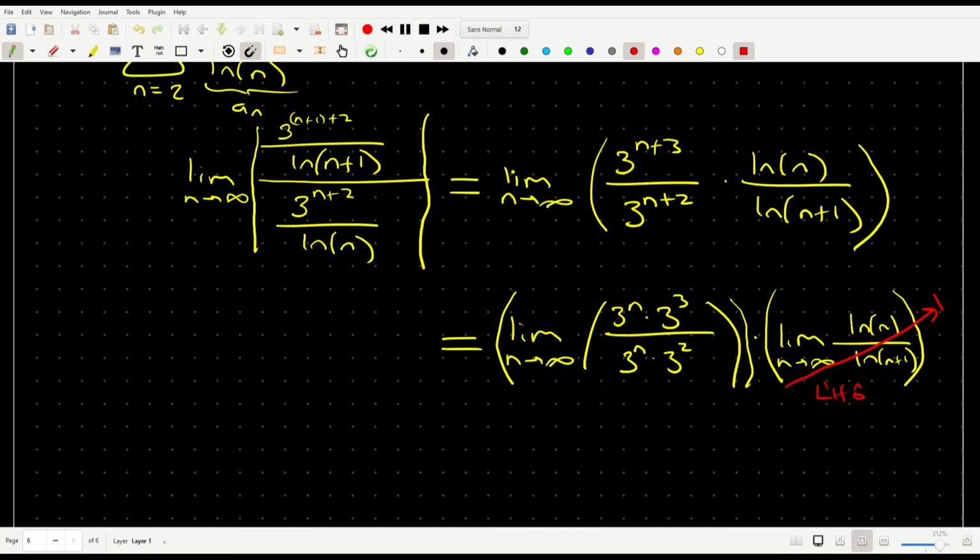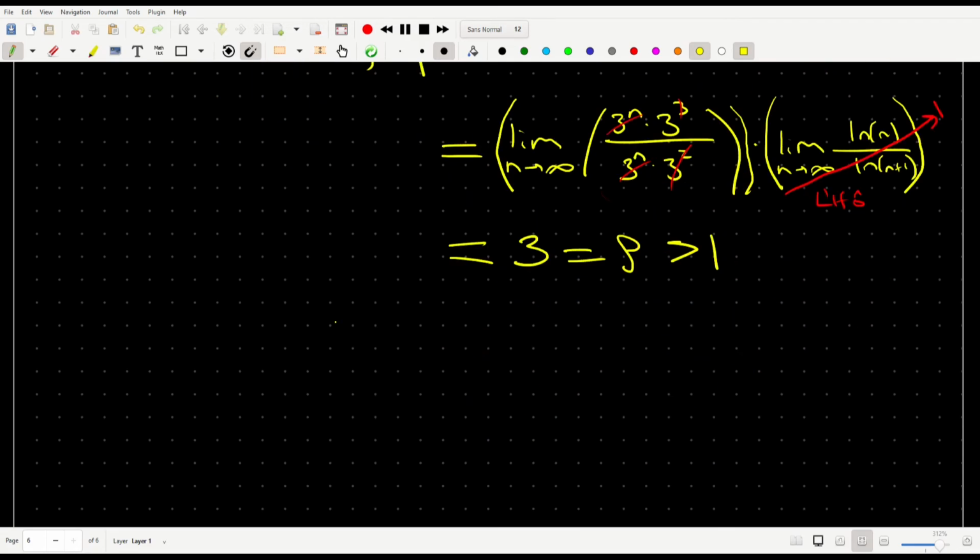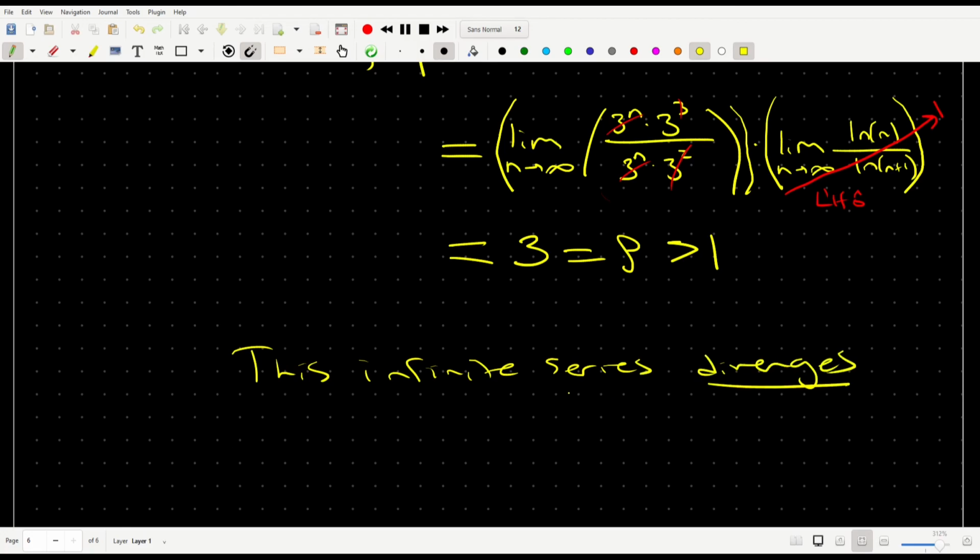And for this limit, we have a cancellation here. The 3 to the n over 3 to the n cancels, and then 3 cubed over 3 squared is just equal to 3. So this limit is equal to 3, which means the rho value for this ratio test is strictly greater than 1, and therefore this infinite series diverges, according to the ratio test.